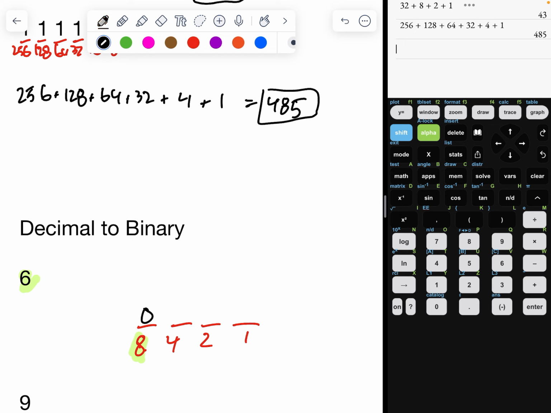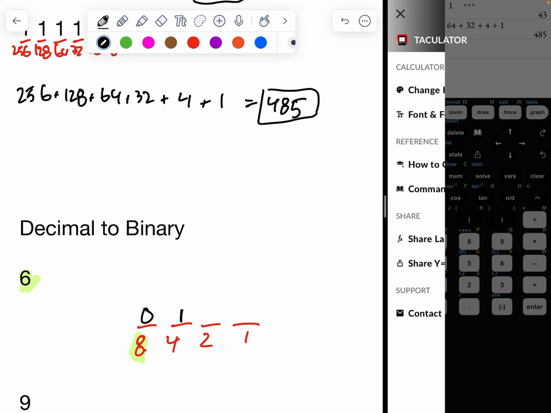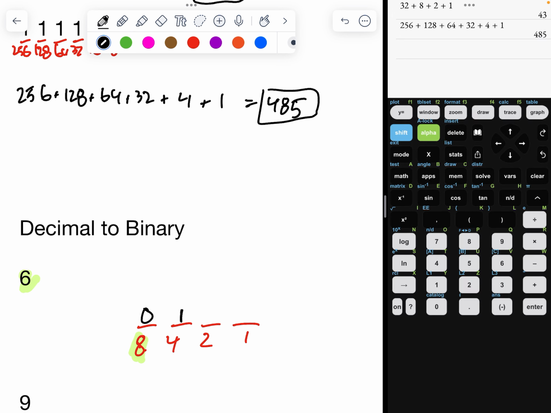You don't have to write a leading 0, but I like to show that. Well, 8 is too big. What about 4? Well, 4 does fit into 6. So I'm going to say that's a 1 for yes, there is a 4.